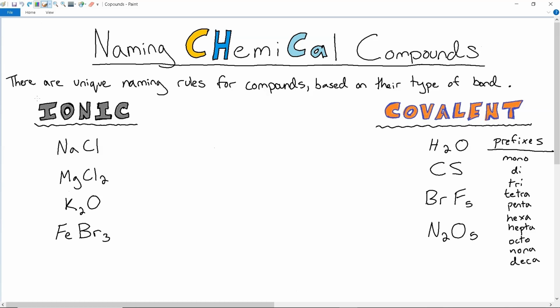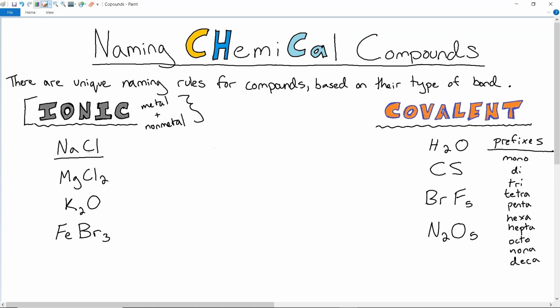I'm going to start with ionic compounds today. And let's look at our first example. We have one atom of sodium and one atom of chlorine. I know that sodium is a metal and chlorine is a nonmetal. So right off the bat, that could tell me that this is an ionic compound, because this is always going to give me an ionic compound, a metal and a nonmetal.